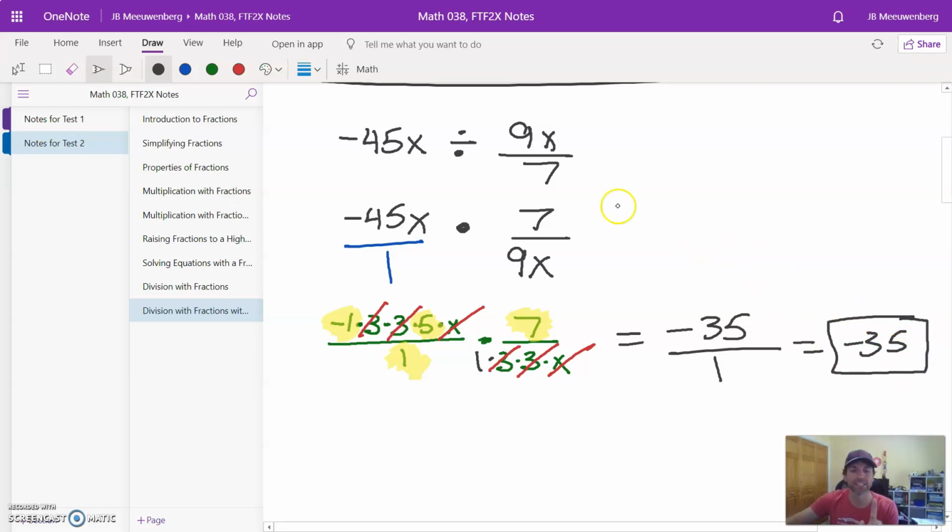And what that means is, for this problem, no matter what number you put in for x, you're always going to end up with negative 35 as your answer. The only exception for that would be 0, because you can't have 0 in a denominator.